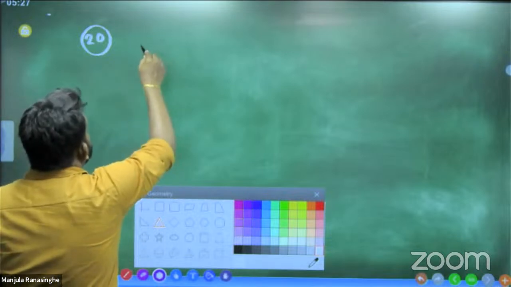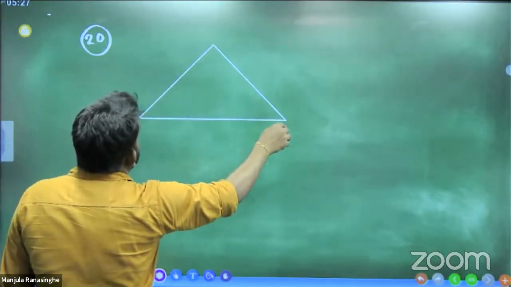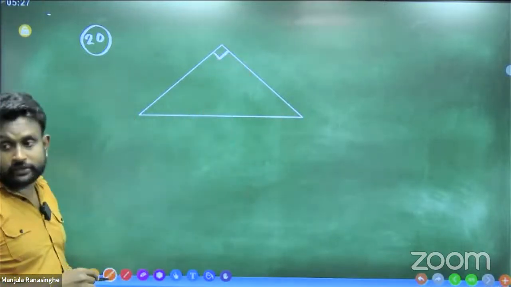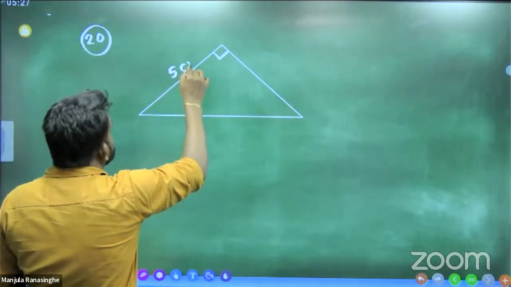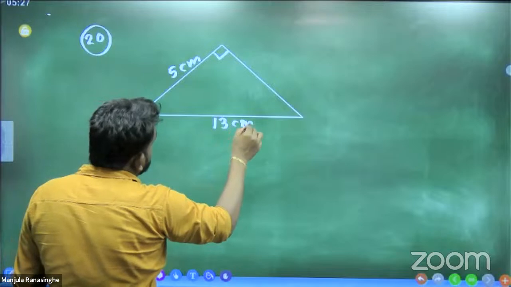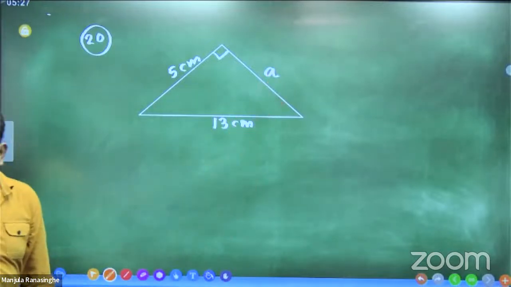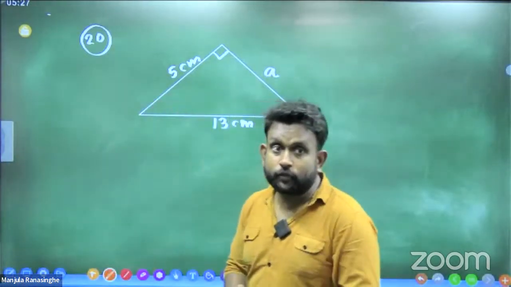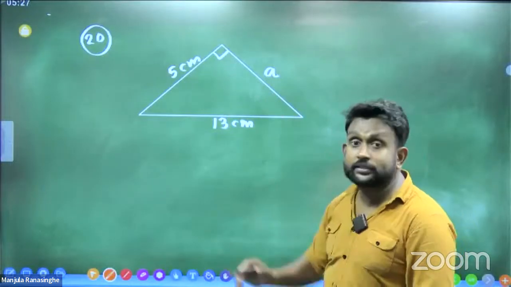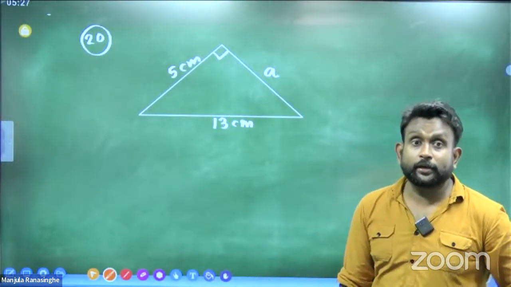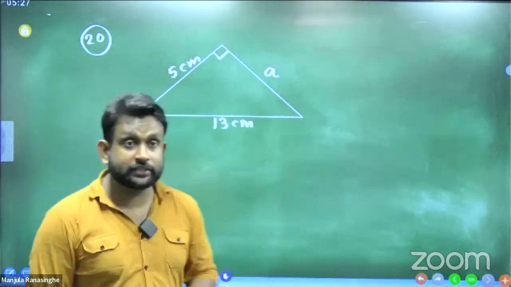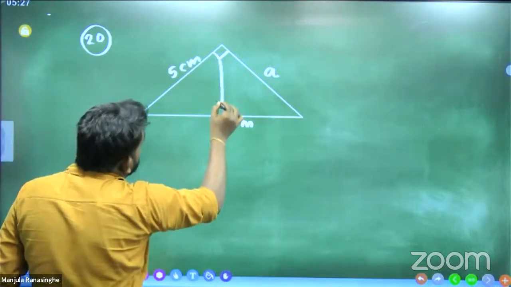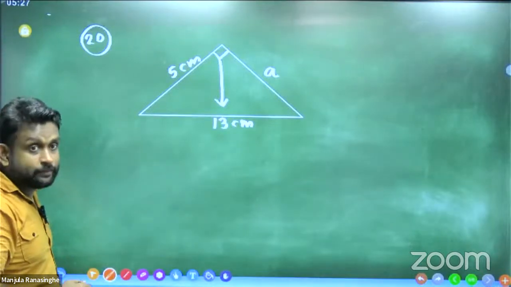So we have a triangle here with a 90-degree mark, and then here 5 centimeter, 13 centimeter, and A. They're asking to find the value of A. So we learned the Pythagoras theorem in a right angle triangle. When two sides are given, to find the third side, we have the Pythagoras theorem. How to apply it? This is the 90-degree angle. Front to that, we have the hypotenuse. What is the hypotenuse here?